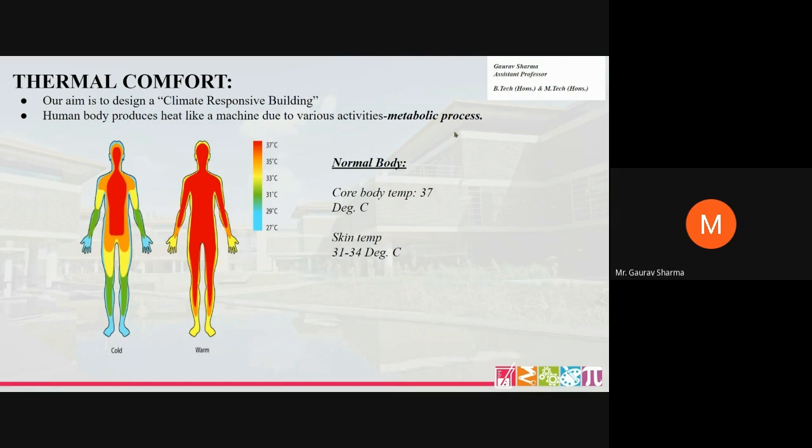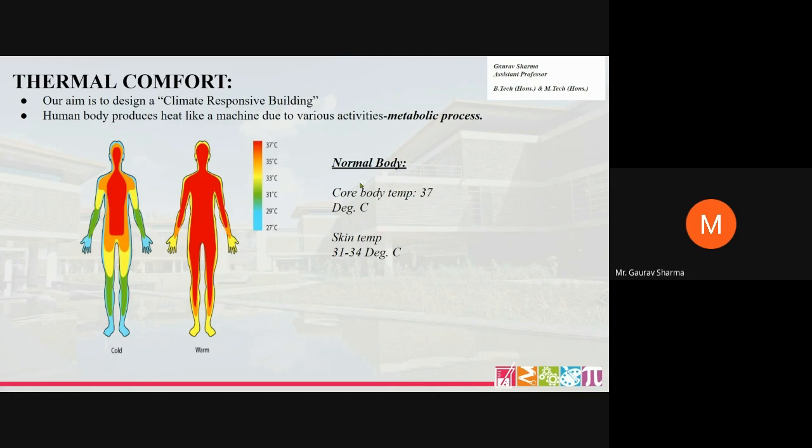Okay, so that should be 37 degrees Celsius, whereas the skin temperature, the external temperature, is 31 to 34 degrees Celsius. So these are the basic range. We are considering these characteristics for the general body. Okay, on an average, we consider that our body will behave similar in this range.